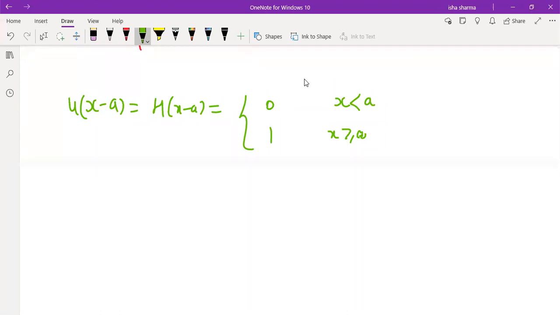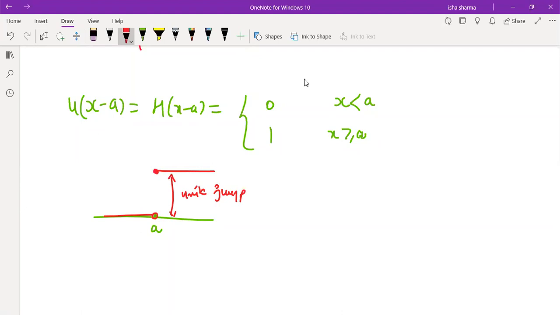So graphically, what is going to happen? Suppose this is the point a. Before the point a, the value of the function is 0. At a, there is a jump. The jump is still of the same magnitude, 1 unit, and this is how the function looks. So this is the unit jump. These functions come in the general category of impulse functions.